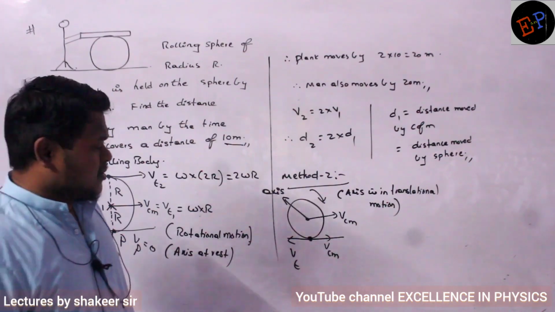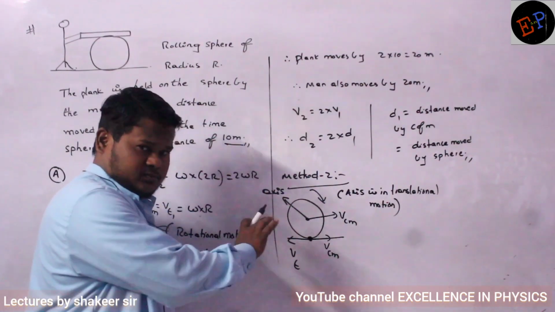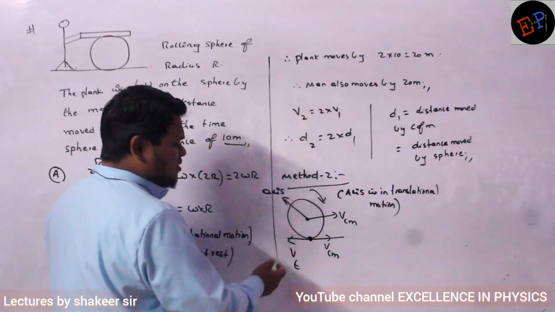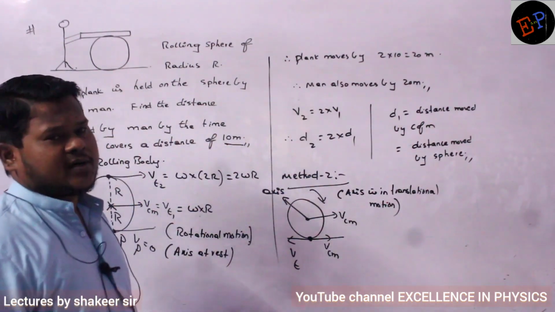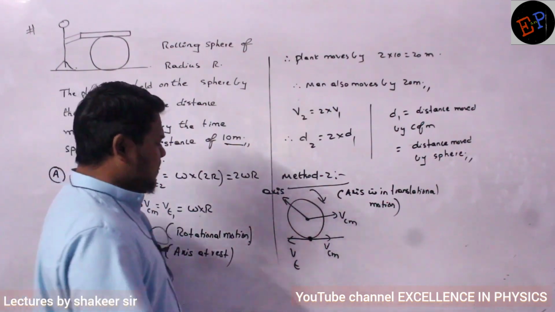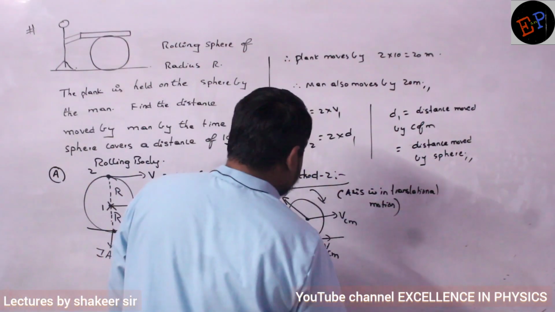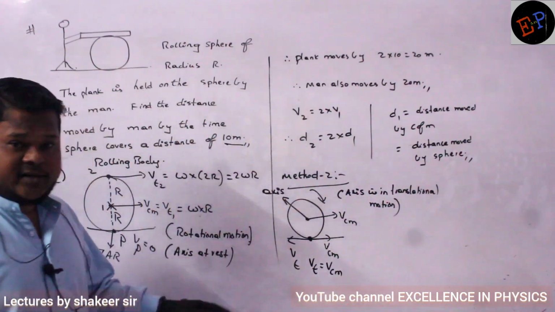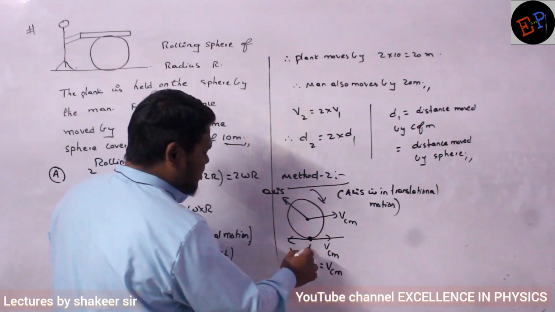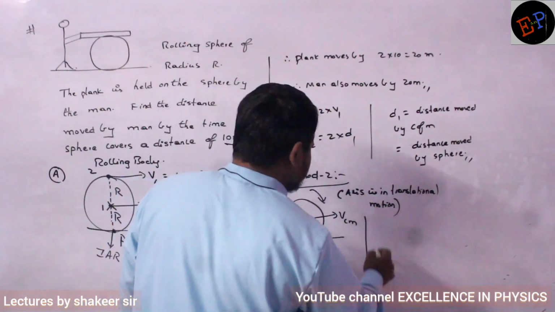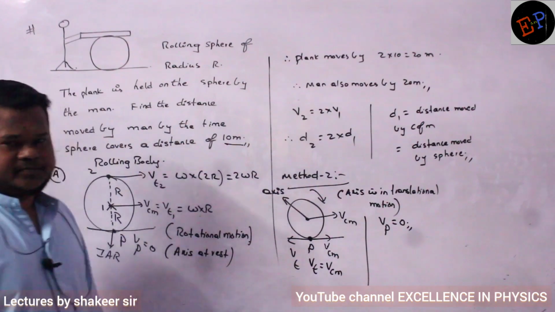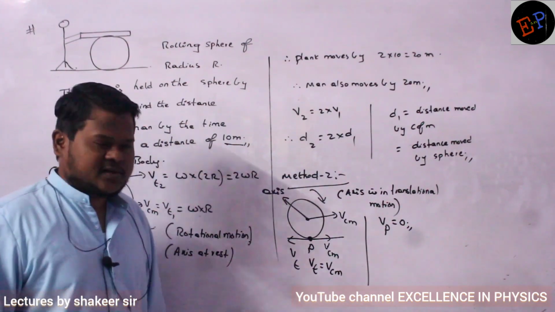But the body is rolling, no? Rolling means what? The velocity of center of mass and the tangential speed should be equal and opposite. So therefore I can write tangential speed is equal to the velocity of center of mass, and they are equal and opposite. So if I take this point as point P, then what is the velocity of point P? The velocity of point P is 0. It is not in movement. Are you able to understand?